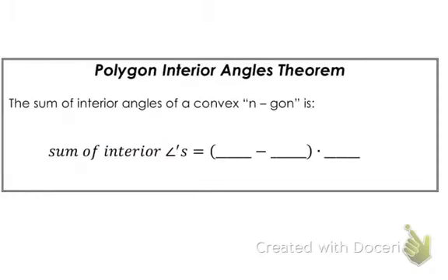Now, polygon interior angles theorem. So the sum of the interior angles of a convex n-gon is, well, just a real quick note, n-gon represents any sided polygon. So this could be a 13-sided, 14-sided, 1,000,000-sided. Just the n, again, remember, it stands for the number of sides. So to figure out the total sum of the interior angles of any n-gon, you take the number of sides and subtract 2, take that difference and multiply it by 180 degrees, and that'll give you the sum of the interior angles.